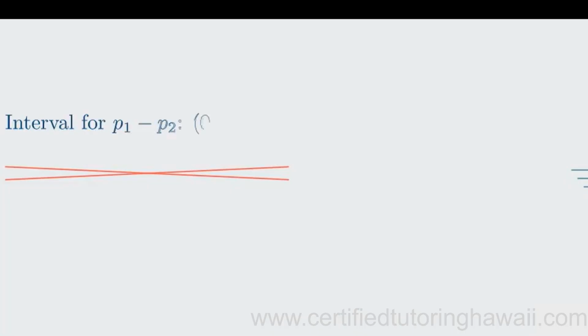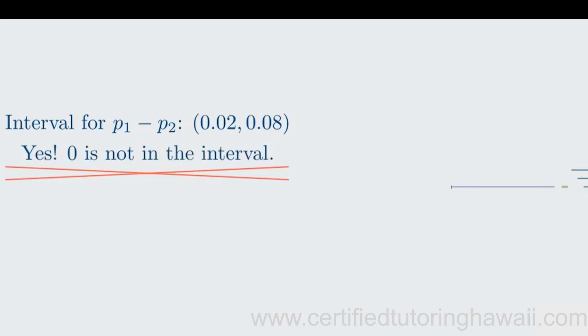If an interval for p1 minus p2 is 0.02 to 0.08, does it suggest a difference? Yes, because 0 is not in the interval. One more tip. If your interval for the difference between two proportions contains 0, it means that no difference is a plausible value. If the entire interval is positive, like 0.02 to 0.08, then we have evidence that p1 is likely greater than p2. If the entire interval is negative, p2 is likely the larger one.